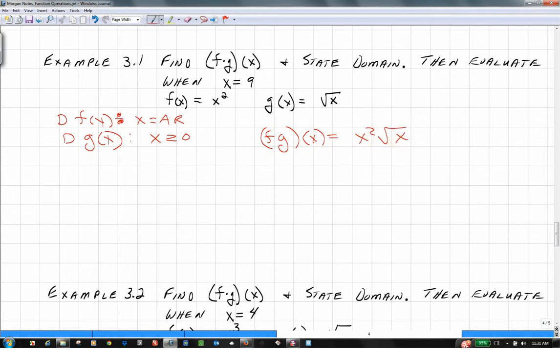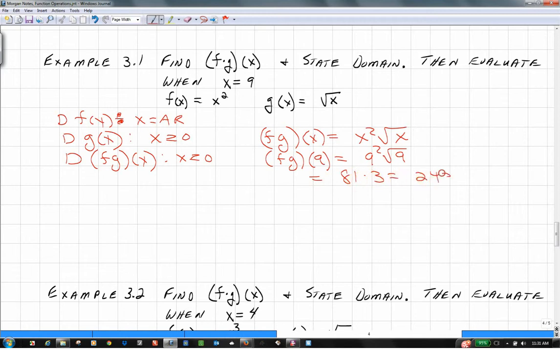The domain of that is going to be the intersection of the domain of f and the domain of g. Which is going to be the intersection of those two would be x has to be greater than or equal to 0. It's the overlap. And then the last thing I do is I have to put 9 into this equation. So f times g evaluated at 9 would be equal to 9 squared times the square root of 9. That would be equal to 81, and the square root of 9 is 3, so that would be equal to 243.